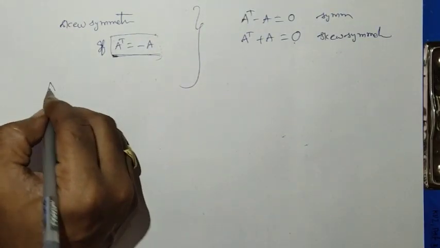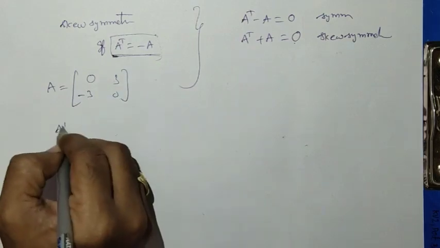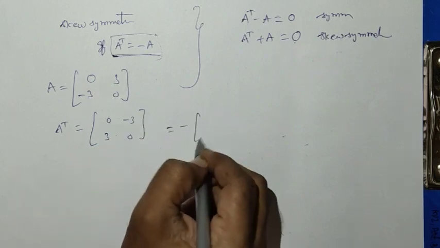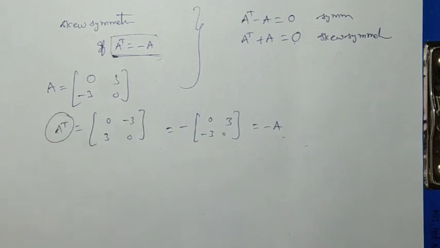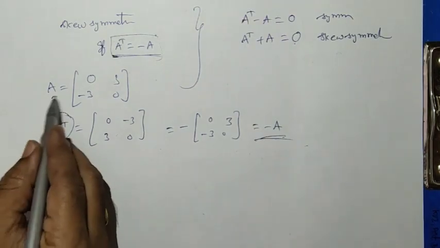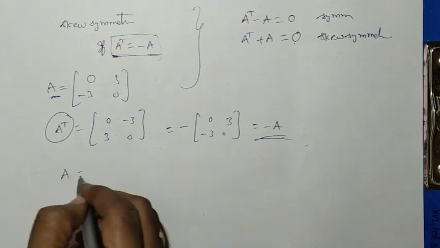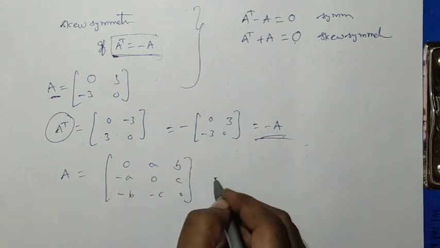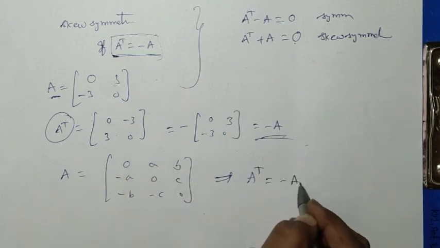So let us give an example. A is equal to 0 3 minus 3 0. Let us find A transpose. It is 0 minus 3 3 0. Let us take minus common, then it is minus of 0 3 minus 3 0. So it is equal to minus A. From this you can understand that A transpose is equal to minus A. A is a skew symmetric matrix. There is a particular property. If A is equal to 0 a b, minus a 0 c, minus b minus c 0, then it is always skew symmetric. You can find the transpose of this matrix, and you get A transpose is equal to minus A.